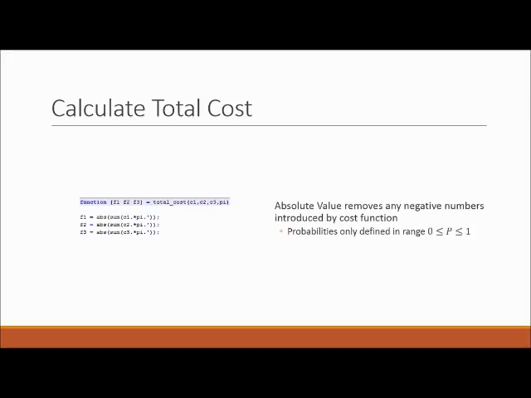Next, I calculate the total cost, which is simple multiplication and sum. The absolute value here removes any negative numbers that might be introduced by the cost function. And this is because probabilities are only defined in the range 0 and 1.